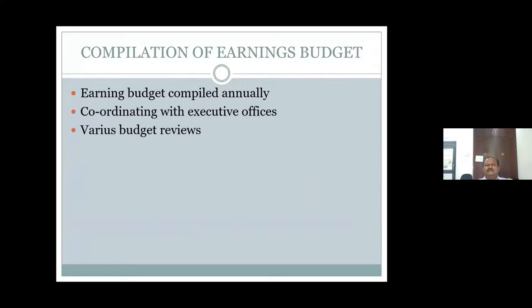Another important function of the traffic accounts is compilation of the earnings budget. The earnings budget is to be compiled annually, in coordination with the executive officers. The accounts office's role is only compilation of the budget. The main data, based on statistical data and inputs such as originating earnings and other details and studies, is given by the executive officers, that is, the CCM office and COM office. They provide the data, and the accounts office in turn converts the physical targets into financial data and compiles the earnings data on an annual basis.